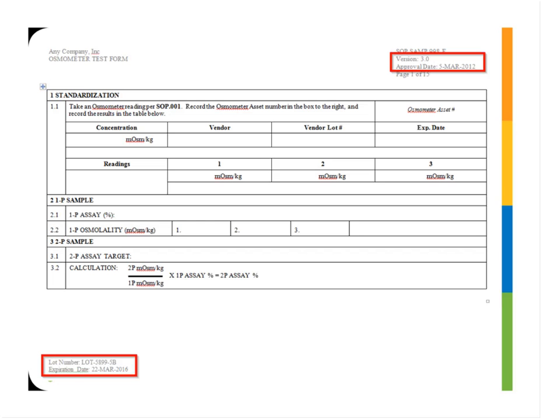So here's an example of a stitched together SOP, and I've highlighted here that the version and the approval date are automatically pulled from the Alfresco repository as part of best practices for metadata, as well as overlaying the lot number and the expiration date in the lower left-hand corner.